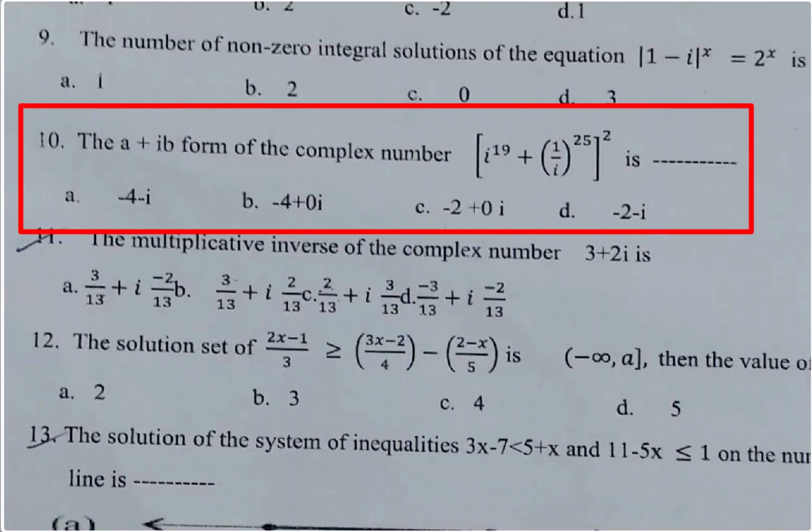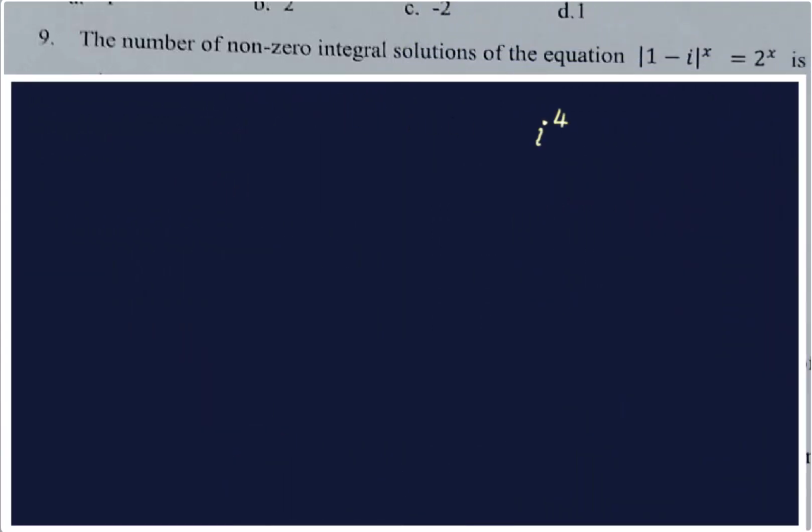In the next question, we want to find the a plus ib form of the complex number i raised to 19 plus 1 by i raised to 25, whole raised to 2. So we have generally i raised to 4k is equal to 1, i raised to 4k plus 1 is equal to i, i raised to 4k plus 2 is equal to minus 1, and i raised to 4k plus 3 is equal to minus i. So this is expressed in terms of multiples of 4, and we can prove that result.